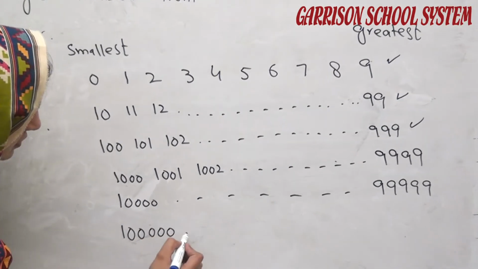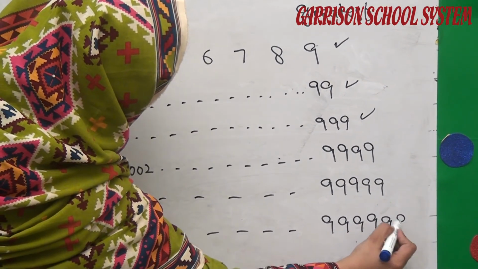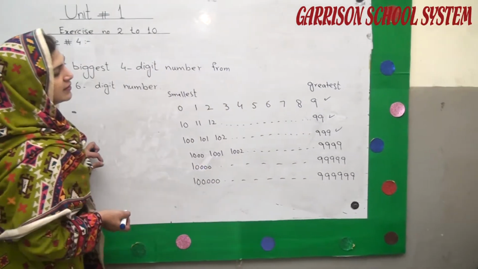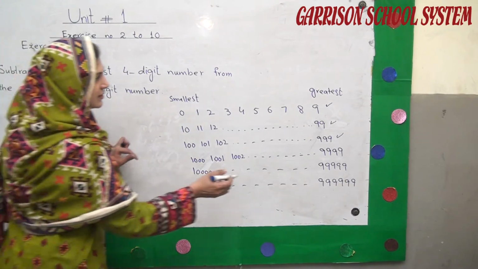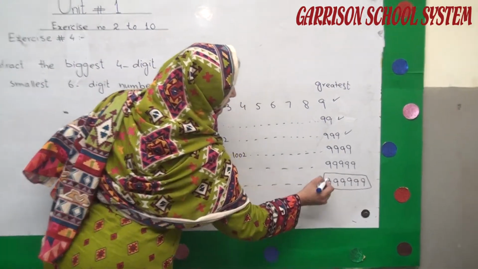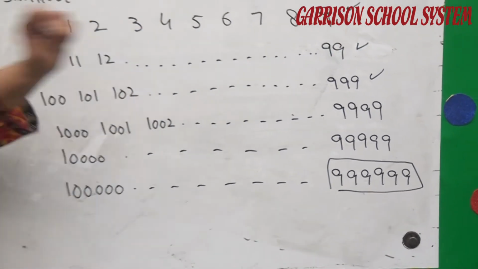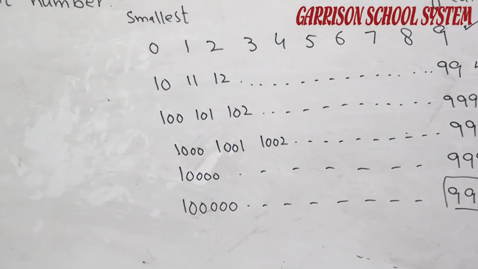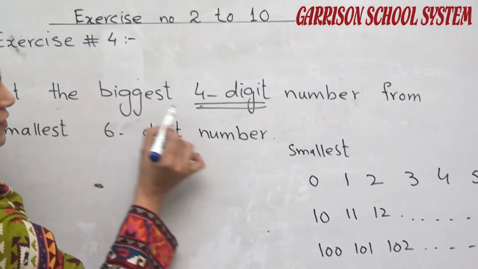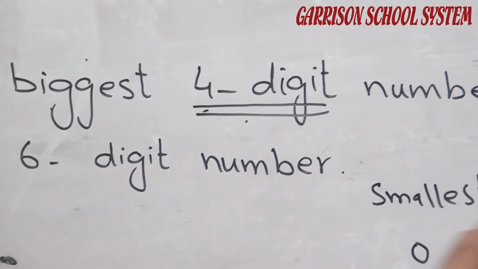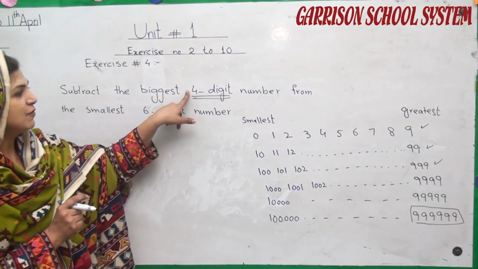Again 100,000 we will write here, and 9 of 6 digits, 999,999. This is the greatest 6-digit number. These are the smallest numbers and these are the greatest numbers. So what can we do now? We have to find the biggest 4-digit number. So these are the biggest numbers and we have to find the 4-digit number.